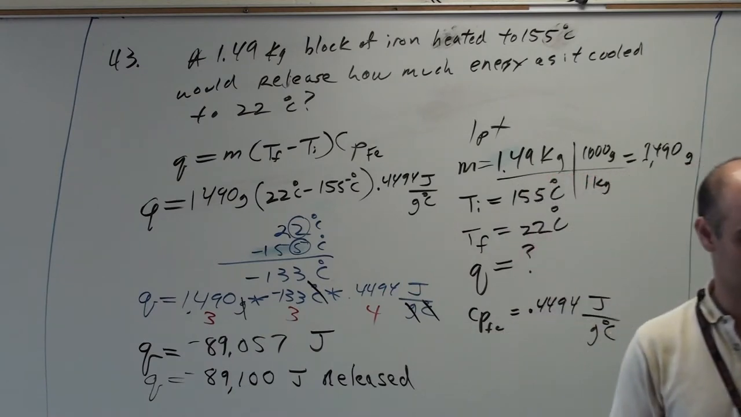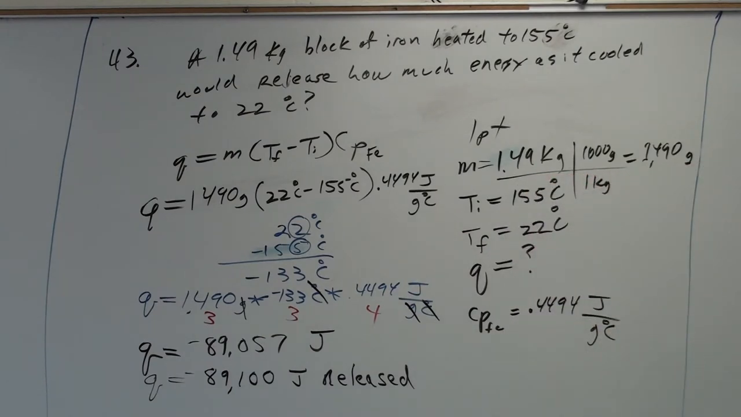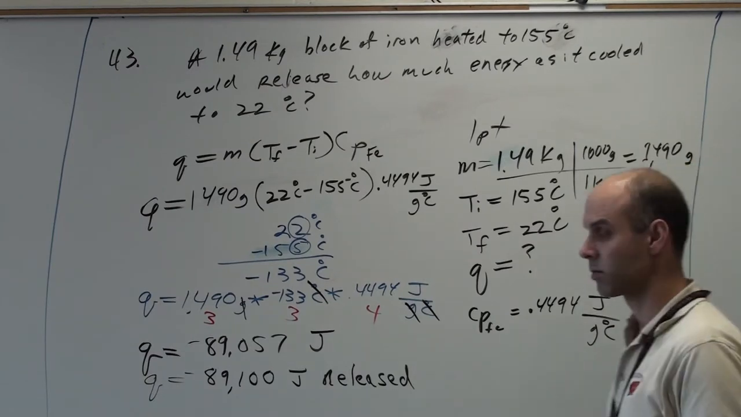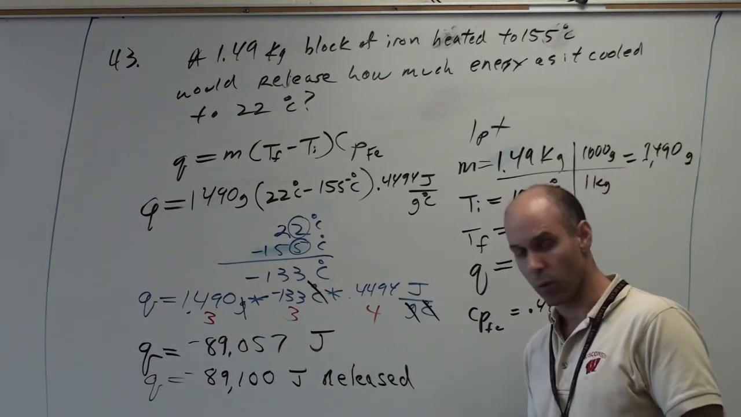Yep, Jerry. Wait, so if you circle negative 89,100 joules released, wouldn't that be like 89,100 joules gained just because you used a negative with a negative, so to speak? No.